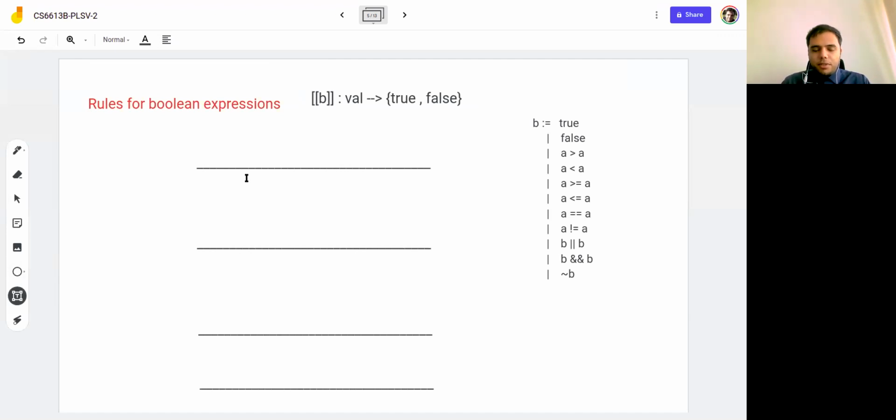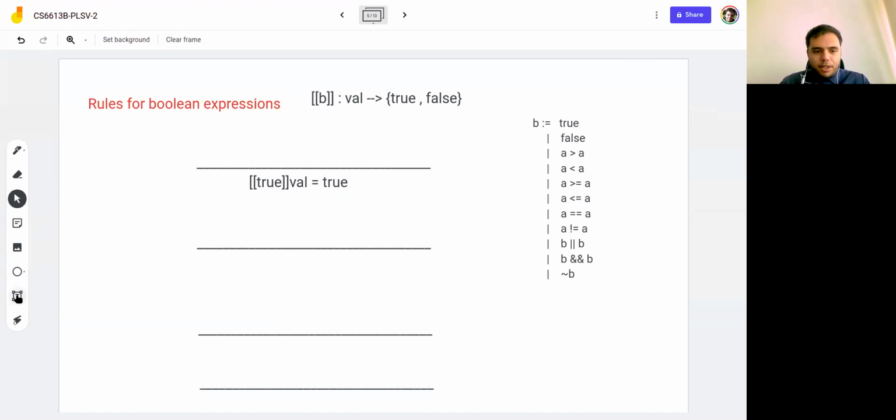So actually, these are going to be axioms. Can you give me the axiom for true? Yes, exactly. But there shouldn't be an arrow there. You should use the equality sign because the arrow, we only use it for transitions. So true is always true. And the same goes for false. So I'm not going to write that.